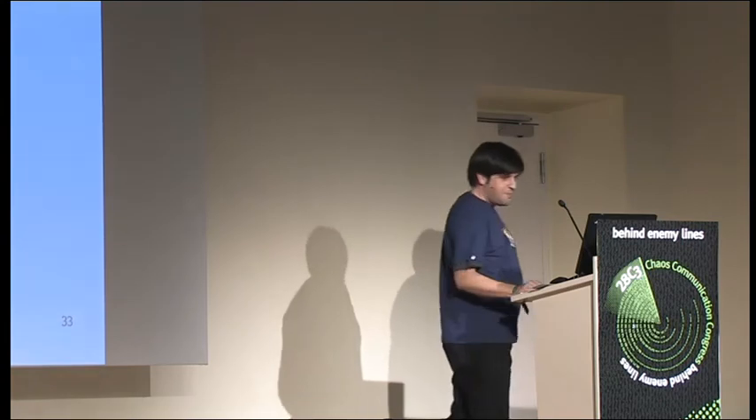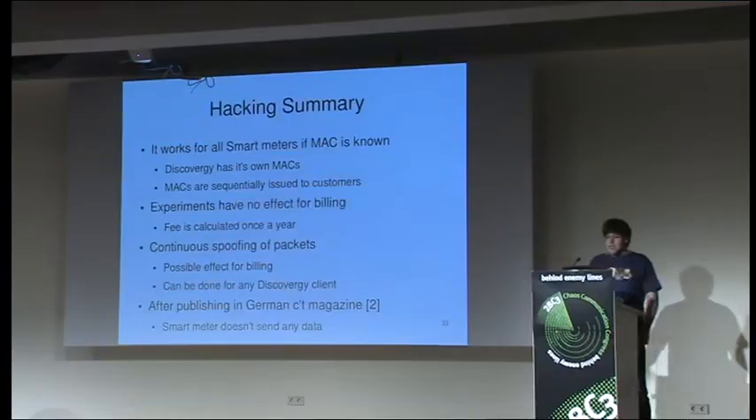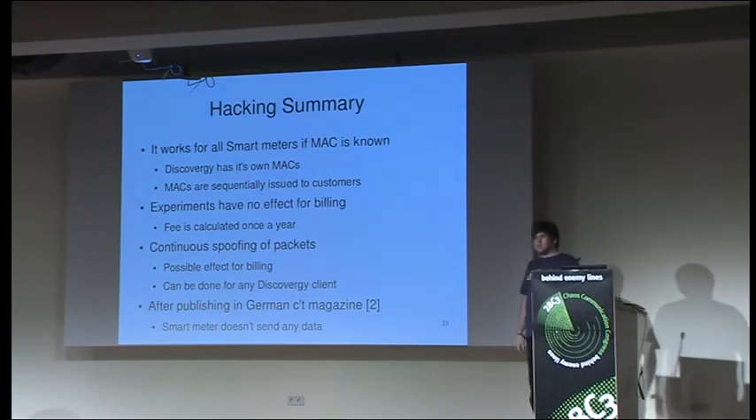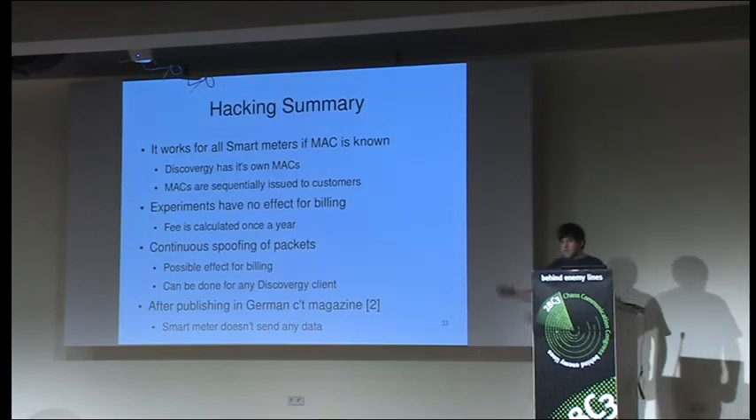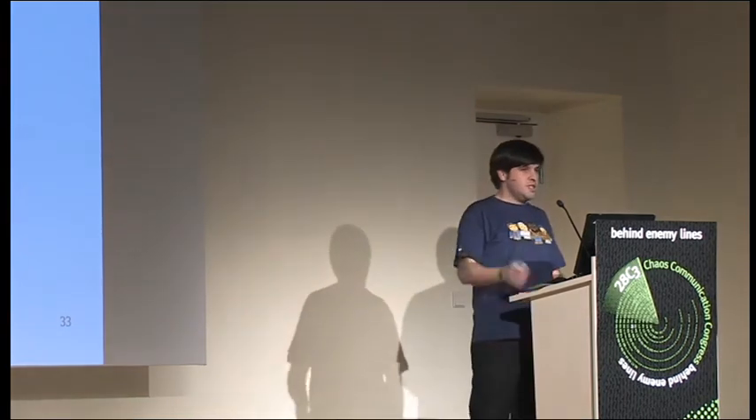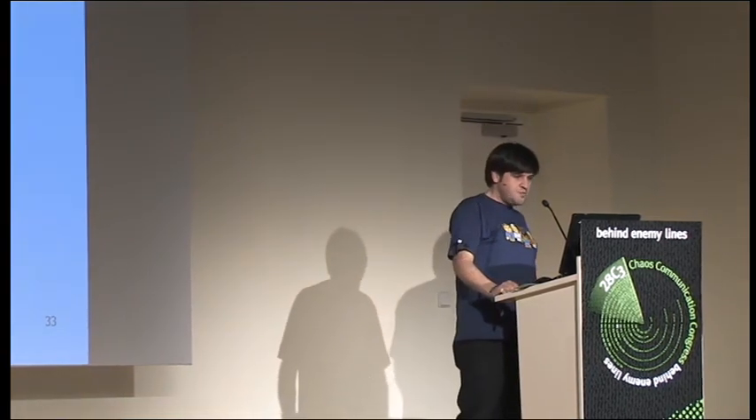So MACs are, it's quite interesting, the MACs are sequentially issued to the customer. They have their own MAC range, you can find it in the RAP database, and you will see that, or I could see my own IP address, my MAC address, the last byte, and I know another guy, he has 20 plus 20 from me. So he had it, I think, a month later or 2 months later, and there you see how many smart meters are issued.